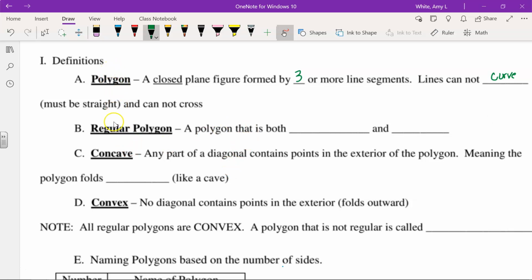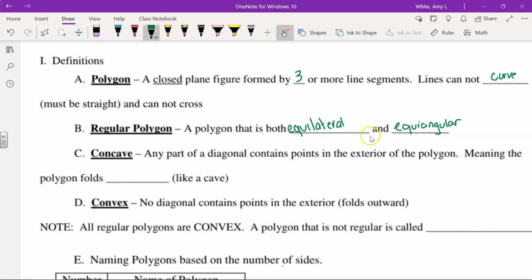Now, beyond polygons, we also have a regular polygon. Regular polygons are polygons that are both equilateral and equiangular. Remember, equilateral is when all of the sides are congruent, and equiangular is when all of the angles are congruent. So in a regular polygon, the sides are all going to be congruent and the angles are all going to be congruent as well.